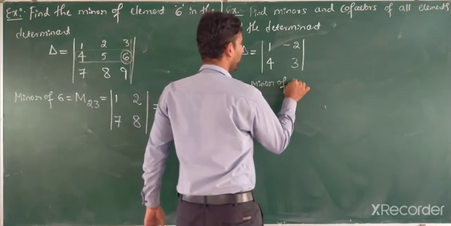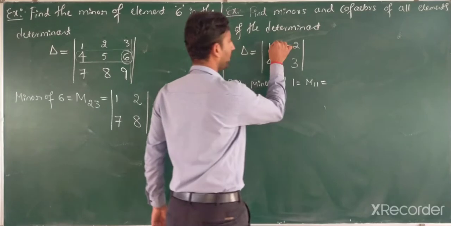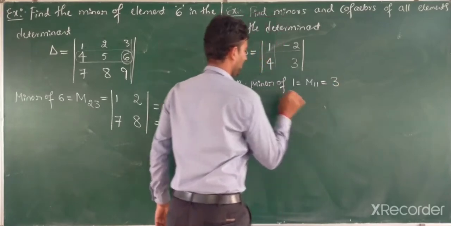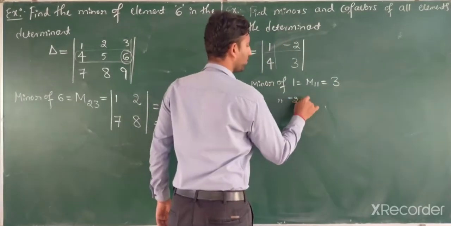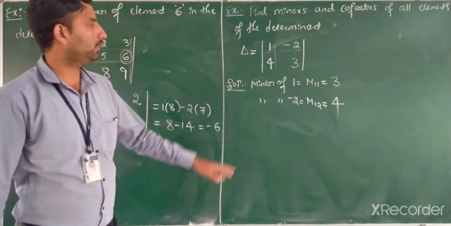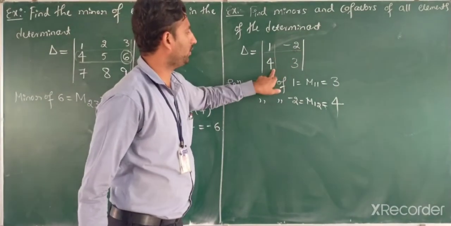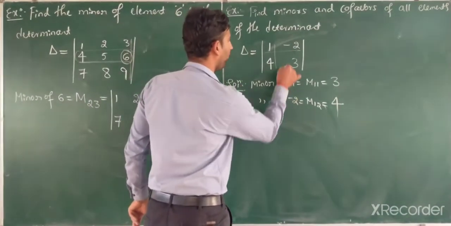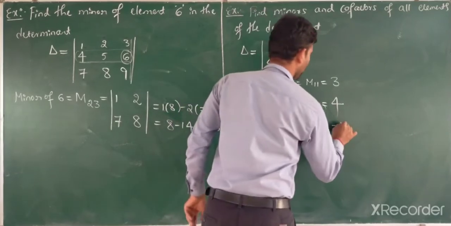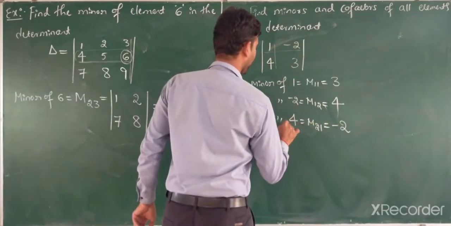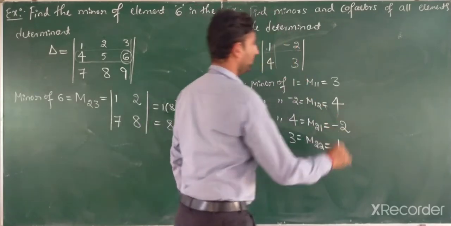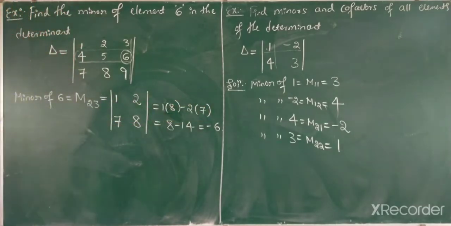Minor of 1 is M11, which is equal to, we have to eliminate this row and this column, and the remaining value is 3. Minor of minus 2 is M12, which is equal to what? 4. Correct? This element we have to eliminate, so the opposite value is 4. Minor of 4 is M21, which is equal to minus 2. Minor of 3 is M22, which is equal to 1. These are the minor values.